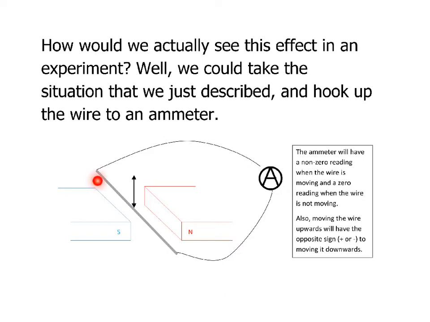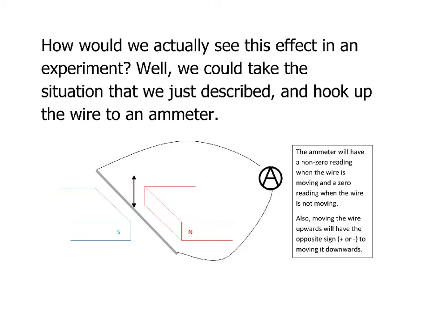So if this part of the wire in here is stationary, then you're going to have a 0 reading on the ammeter. If you have the wire moving up, you're going to have a reading that corresponds to current going this way, which we just talked about. The current will be flowing in this direction, which I guess that's what? Counterclockwise.